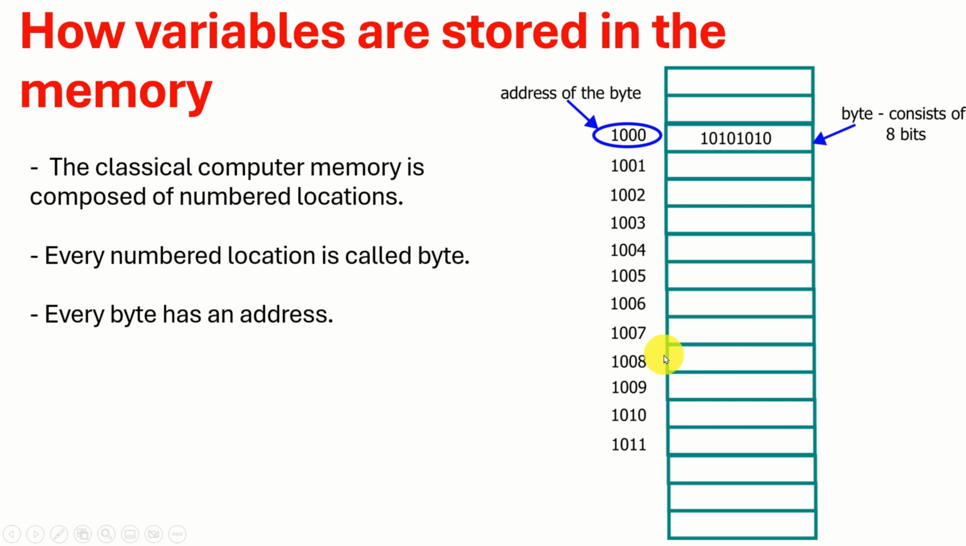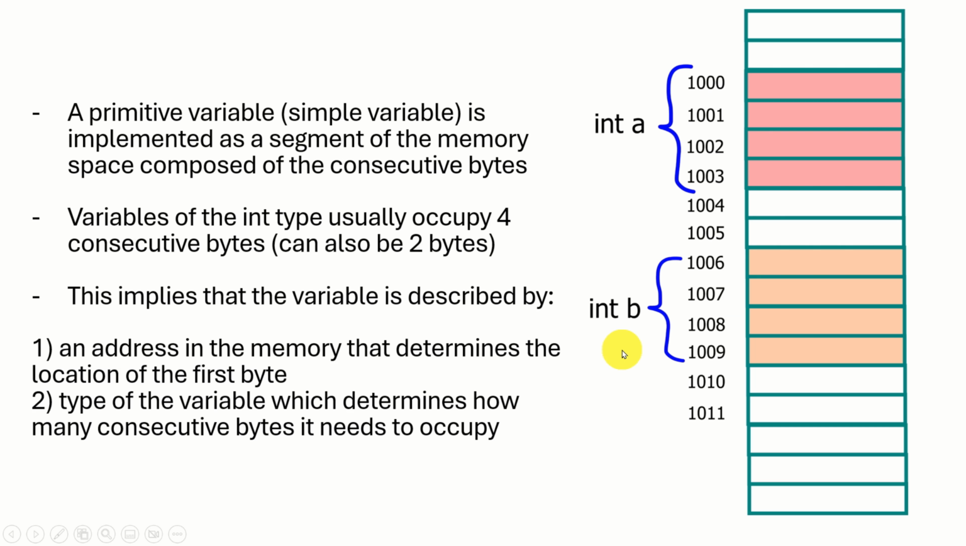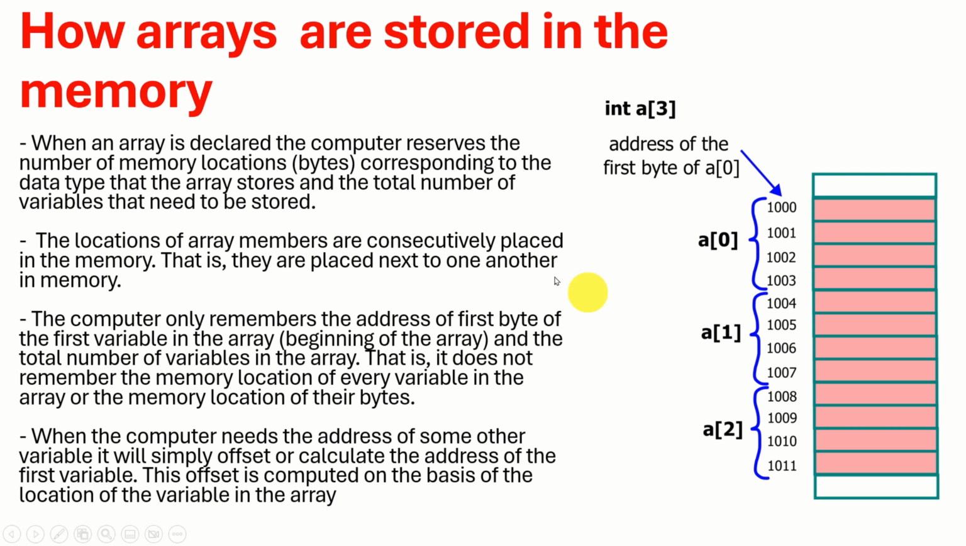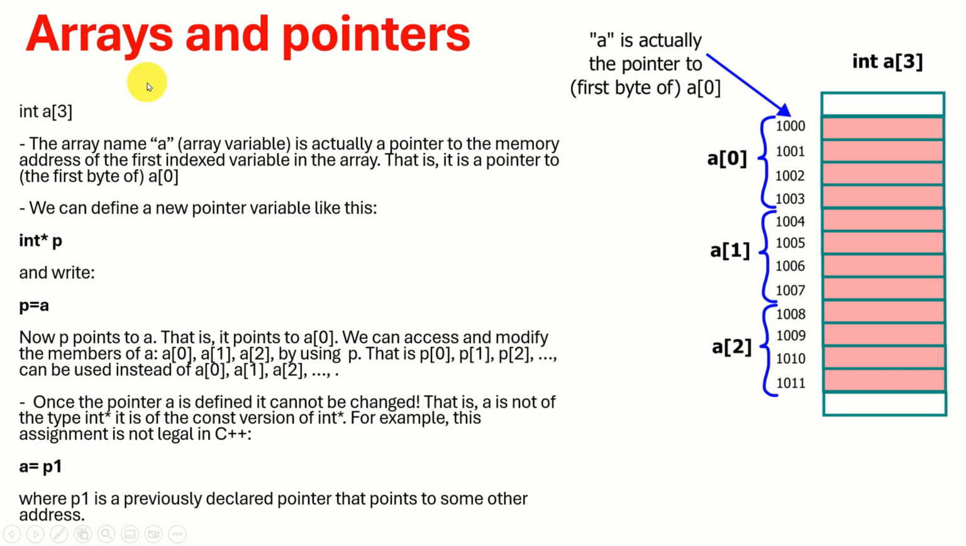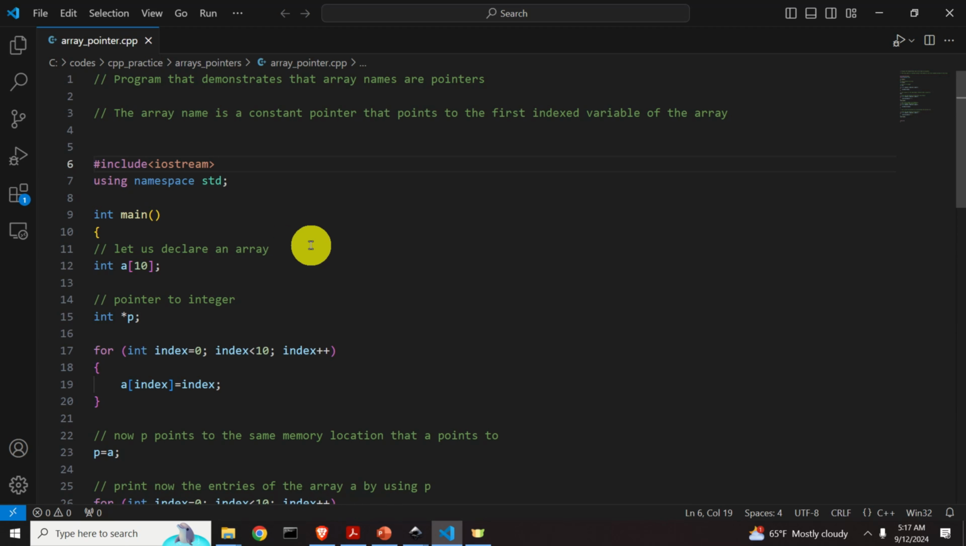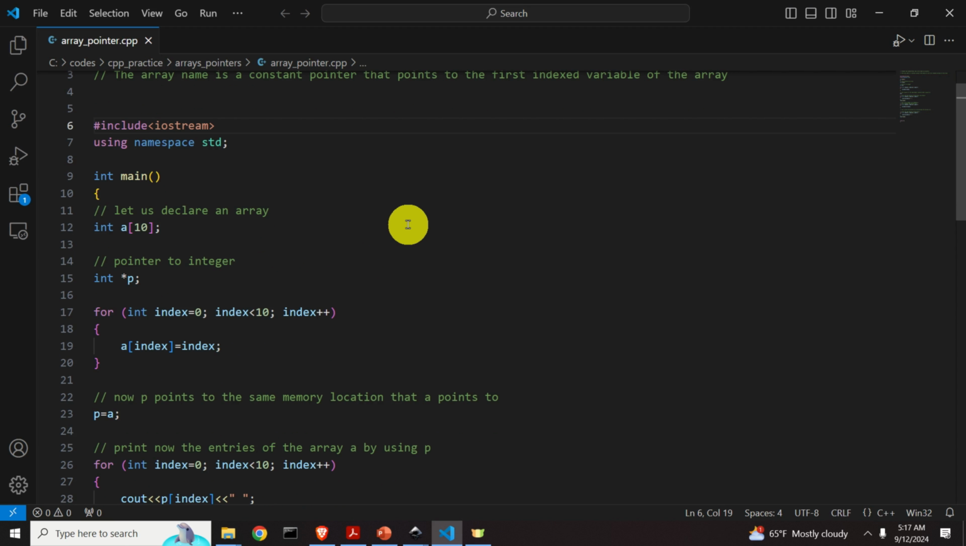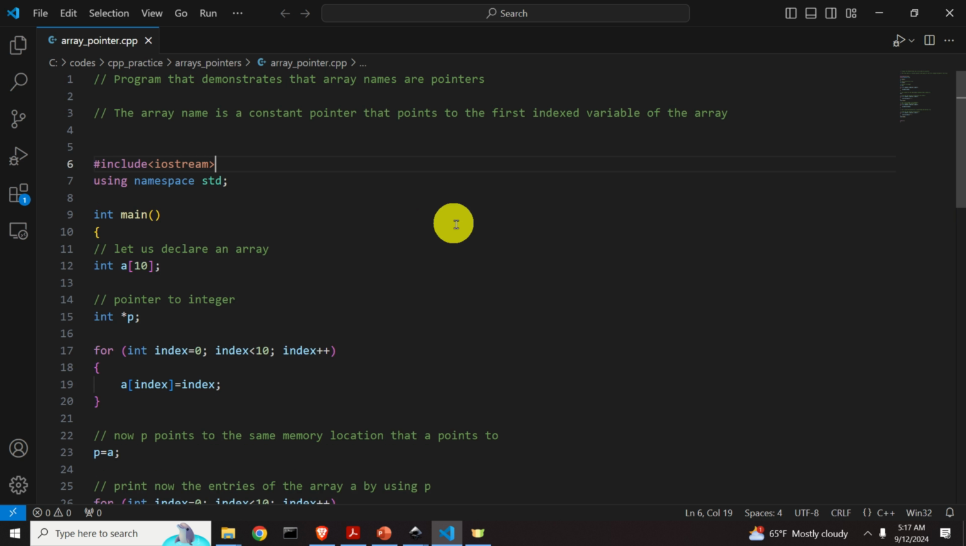We will explain how variables are stored in the memory. Then we will explain how arrays are stored in the memory. And then we will explain what is the connection between arrays and pointers. After that, we explain how to write a simple C++ code that demonstrates the connection between arrays and pointers. Namely, in this tutorial, you will learn that array names are actually constant pointers, and this is very important.